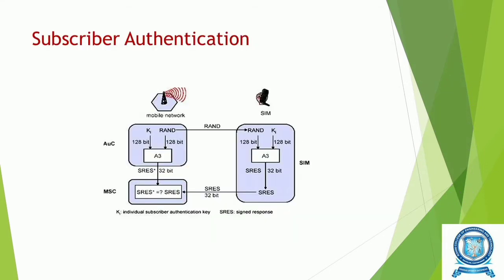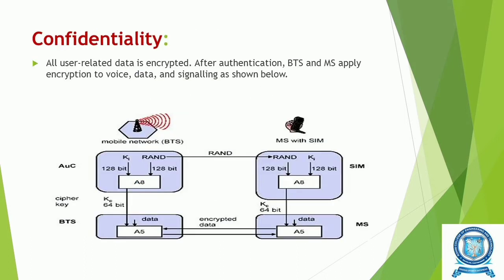So this is a subscriber authentication diagram. What we have explained here is a key value KI, RAND is the random number, and the authentication happens here, then it forwards to the mobile switching center.